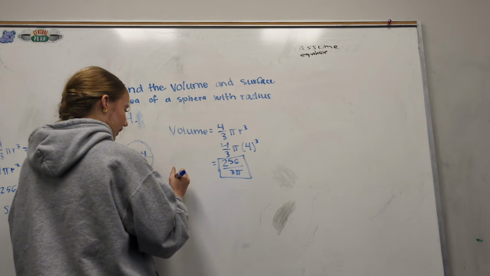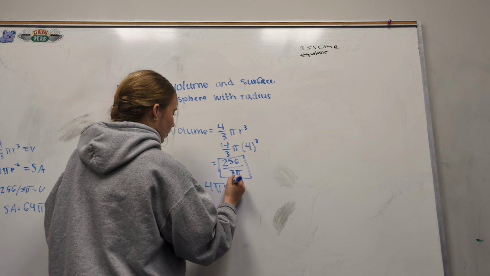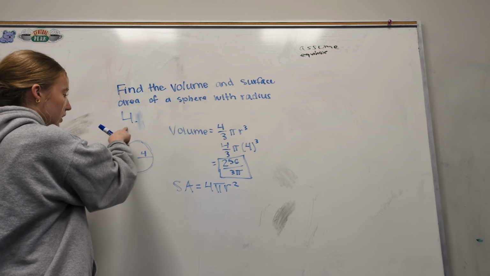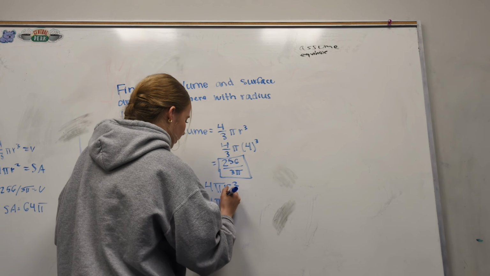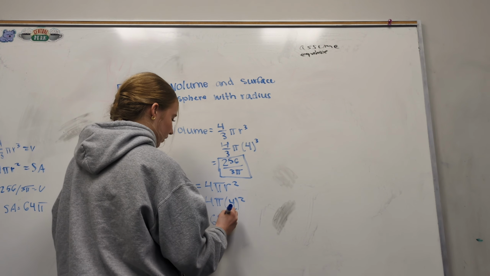Next is surface area. The equation for surface area is 4 pi r squared. Again, you're going to plug in the radius of 4 into the equation. You plug that into your calculator and you should get 64 pi.